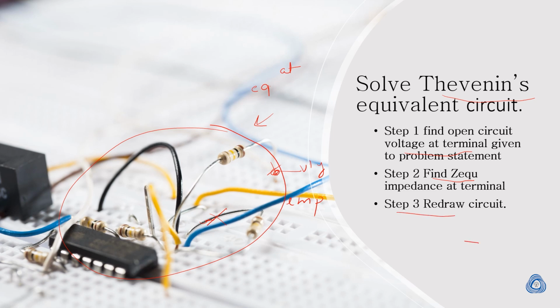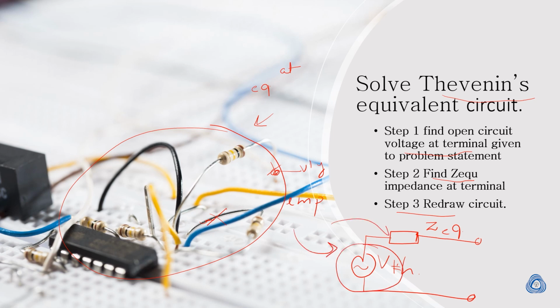In a Thevenin's equivalent circuit, we have an impedance and we have a voltage. This is Thevenin's voltage and this is the equivalent impedance. So this is my Thevenin's equivalent circuit. The total circuit is converted into a single voltage source and a single equivalent impedance. Okay, so we will start to solve the numerical.